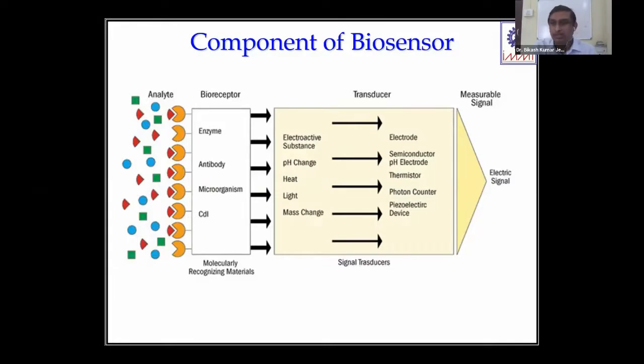Through that change, we could find some kind of signals. That interaction will give changes such as pH change, heat change, light, mass changes, or some electroactive substance change, which can be sensed with a transducer. A transducer means an electrode that can accommodate this bioreceptor on the surface. When an analyte interacts with the bioreceptor, that will give some kind of change on the transducer. That change in the signal can be measured using some kind of device. These are the general components of a biosensor.